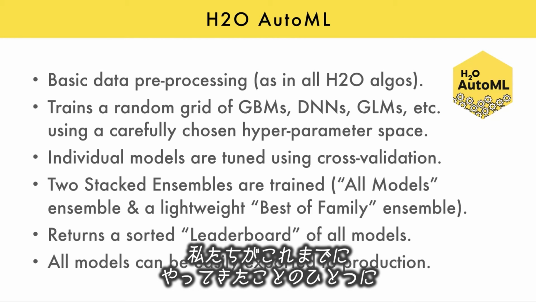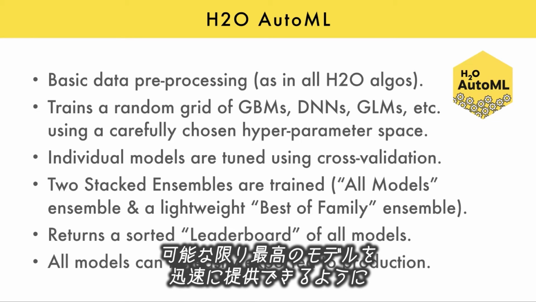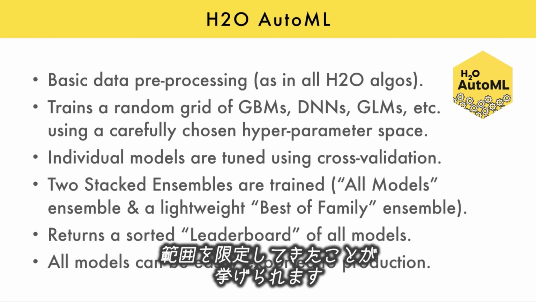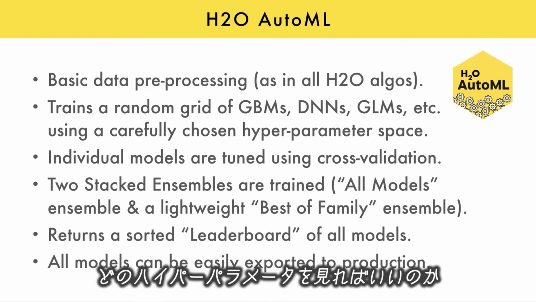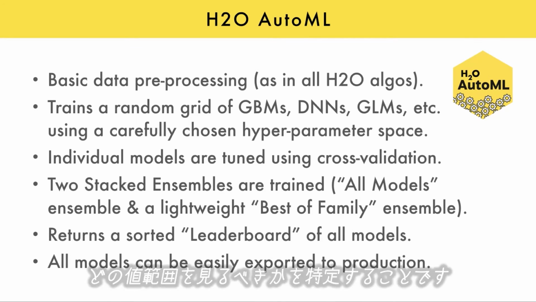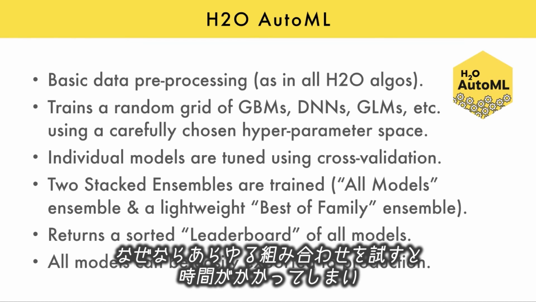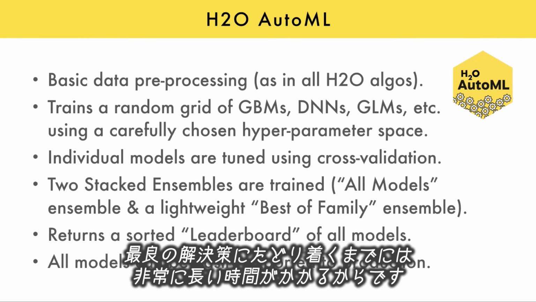Part of what we've provided you in this is that we've limited the scope in a way that we try to get you the best models possible quickly. One of the hard things about data science is how do you even know what hyperparameters to look at and what value ranges you should look over, because you could spend a lot of time trying every possible combination, but then it would take a very, very long time to get to the best solution.